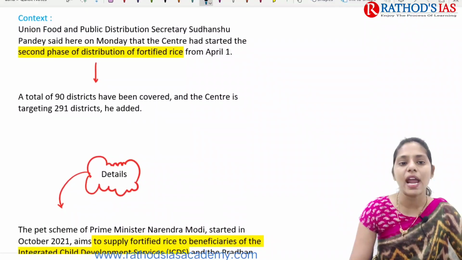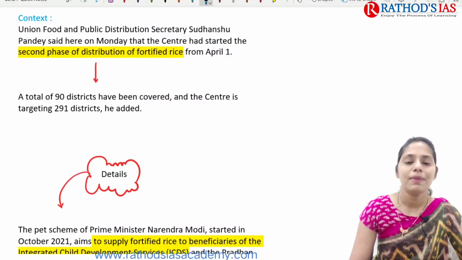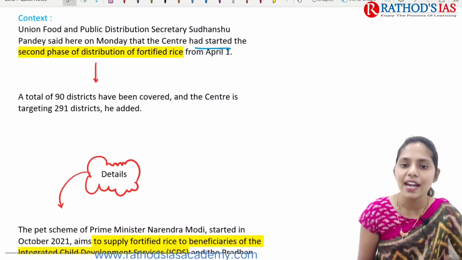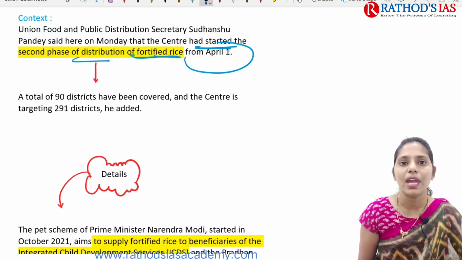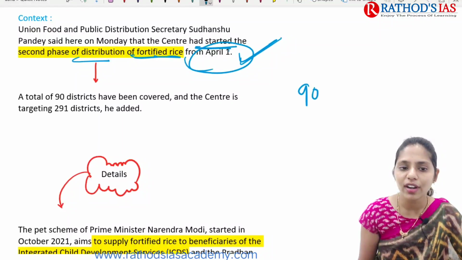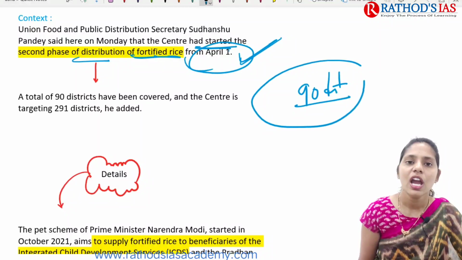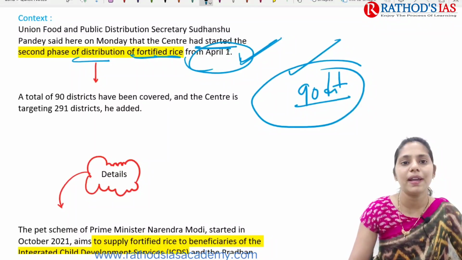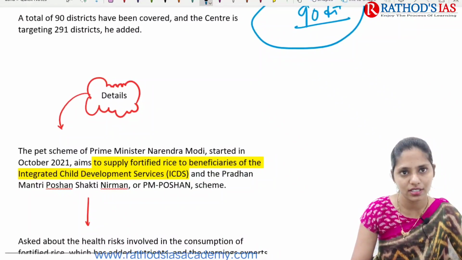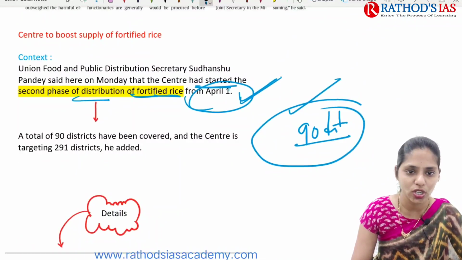The Union Food and Public Distribution Secretary said that the Centre had started the second phase of distribution of fortified rice from April 1st. From April 1st onwards, the Centre is going to start the second phase of distribution of this fortified rice. A total of 90 districts had been covered, and the Centre is now targeting 21 districts, as said by the ministry.